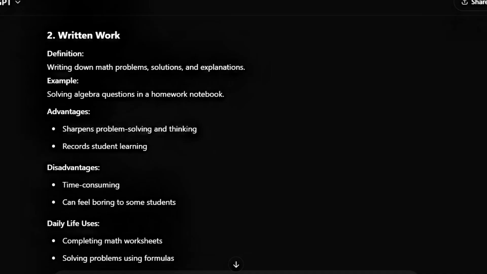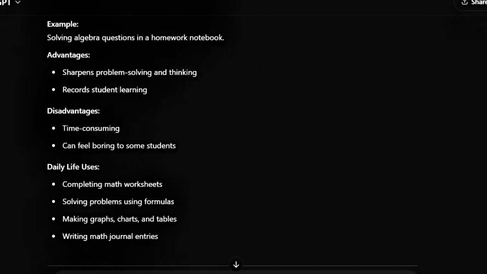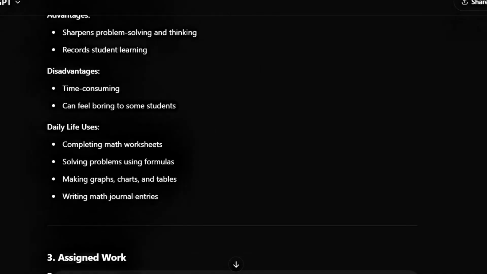Example: solving algebra questions in a homework notebook. Advantages: sharpens problem-solving and thinking, records student learning. Disadvantages: time-consuming, can feel boring to some students. Daily life uses: completing math worksheets, solving problems using formulas, making graphs, charts, and tables, writing math journal entries.